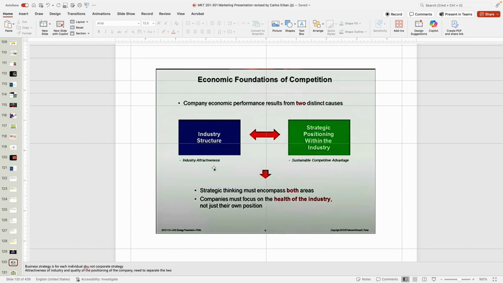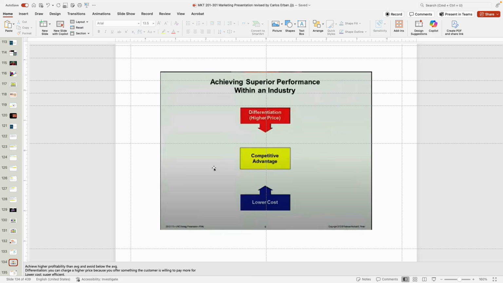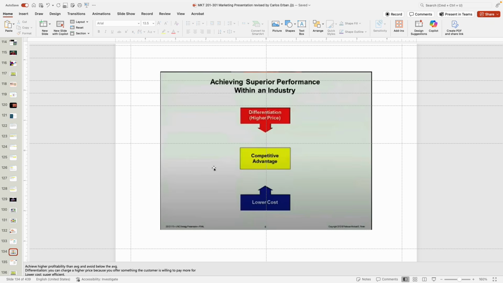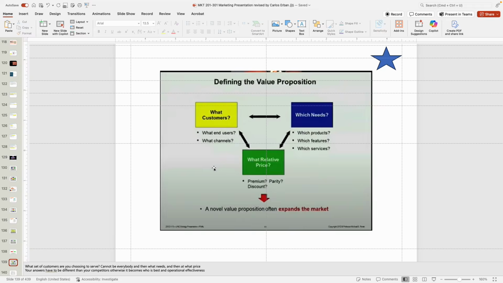So that's competition. Again, to review Porter, he basically says, in order to create a competitive advantage, the first thing you need to do is understand the industry with the 5 forces, and then figure out a way to position yourself within that industry. And here's the profitability of the different industries. You can see airlines is all the way at the bottom. And then he says, well, you really have 2 choices, lower cost or differentiation. And we'll talk more about that when we go to positioning. So let's jump now.